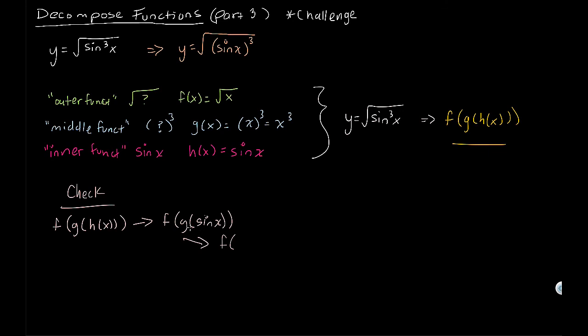f of, so what is g evaluated at sine? It's sine to the power of 3. Now we have f evaluated at sine to the power of 3. So let's go to our f function. Well, f says whatever you're evaluating f by, just take the square root of it. Okay, so that means we need to take the square root of whatever f is evaluating. Well, f is evaluating sine to the power of 3. And notice, that was our original problem.